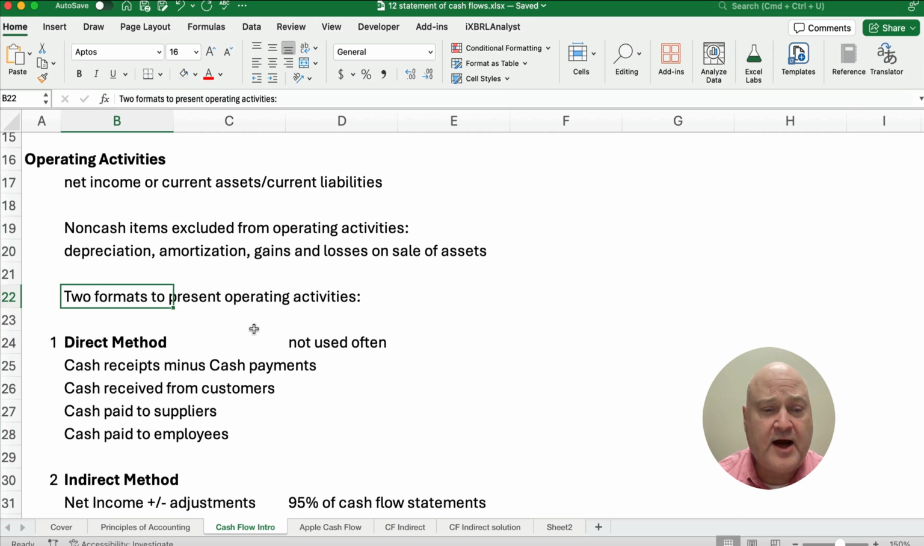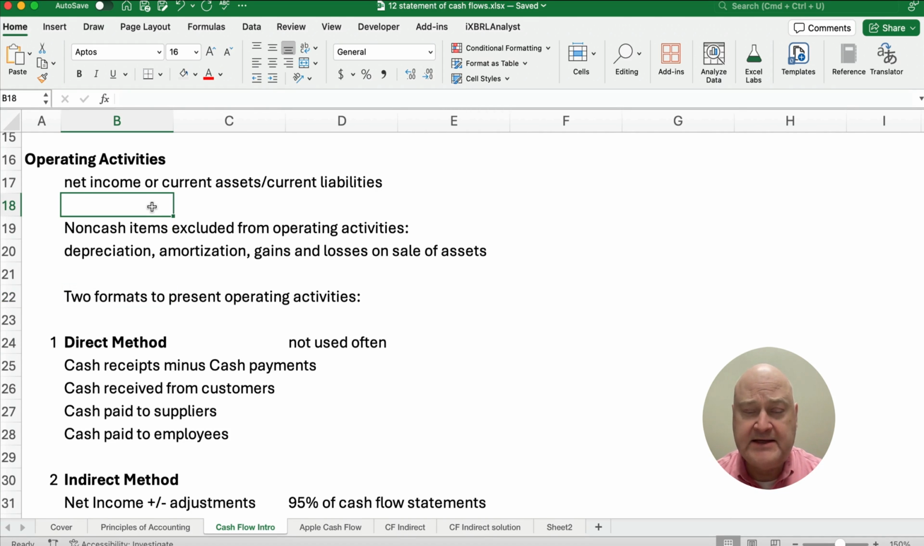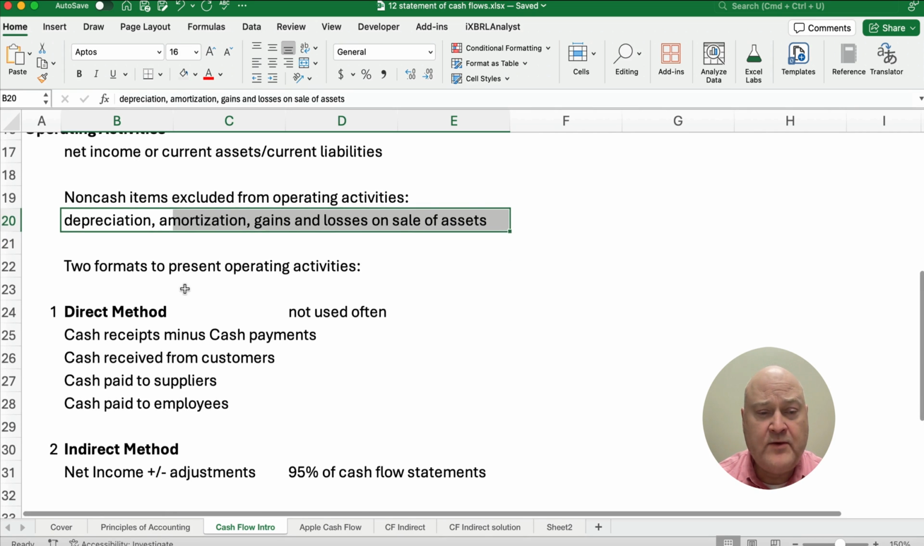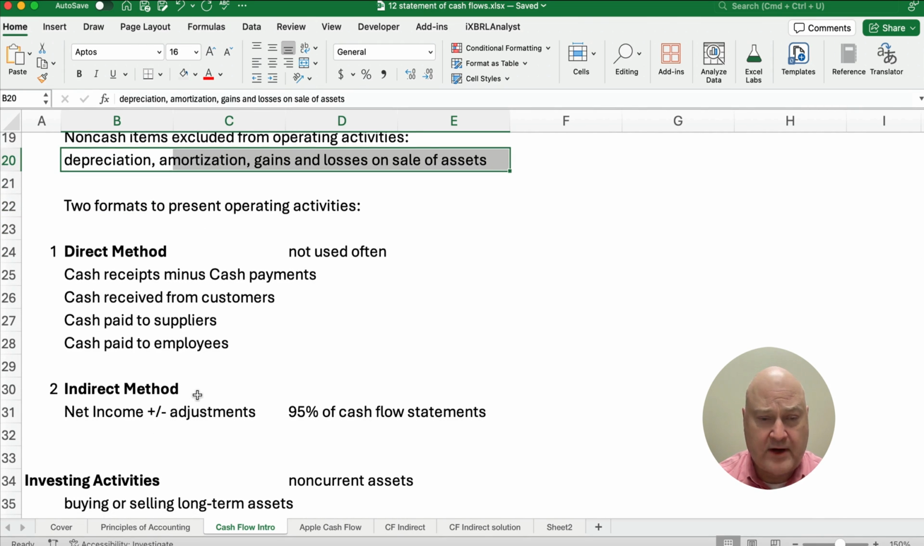So operating activities is anything involving net income or current assets and current liabilities. This could be any type of revenue we receive from running our business or any type of expense we incur, or any increase or decrease in current assets and current liabilities. Now, there's one thing that always happens: because we start with net income, we always exclude these items from the operating activities. So we do not include depreciation or amortization or any gains or losses in the sale of these assets. Now, there are two ways to prepare the operating activities section: one is called the direct method, and the other is the indirect method.